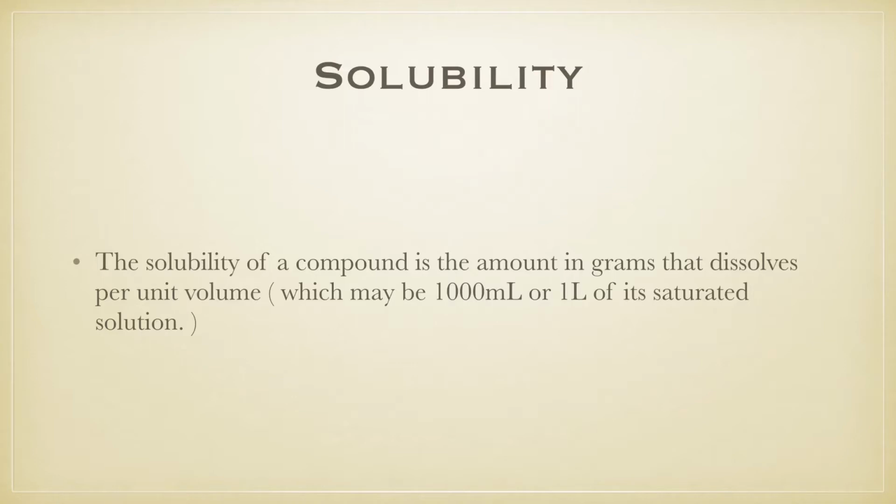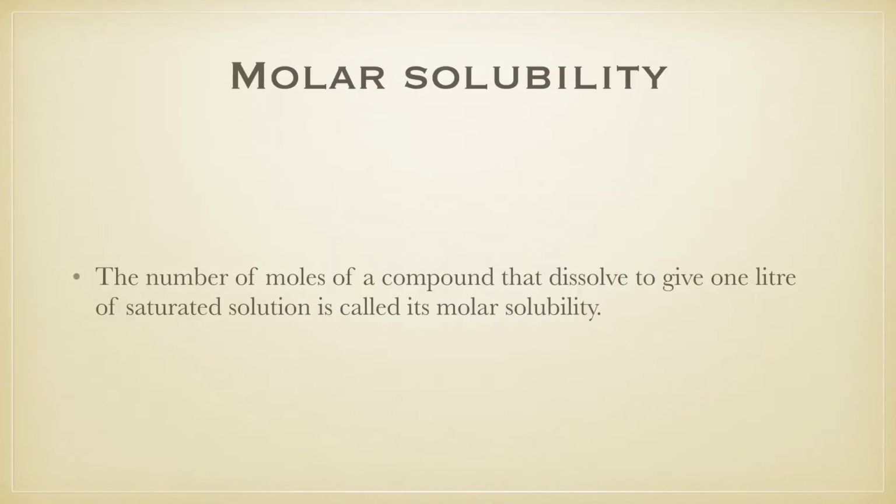So what is solubility? Solubility of a compound is the amount in grams that dissolves per unit volume. Per unit volume means the volume will be 1000 ml or 1 liter of its saturated solution. Please understand, it is not 100 ml, it should be 1000 ml or 1 liter of its saturated solution. Once you understand that, it is simple: gram per liter is referred to as solubility.